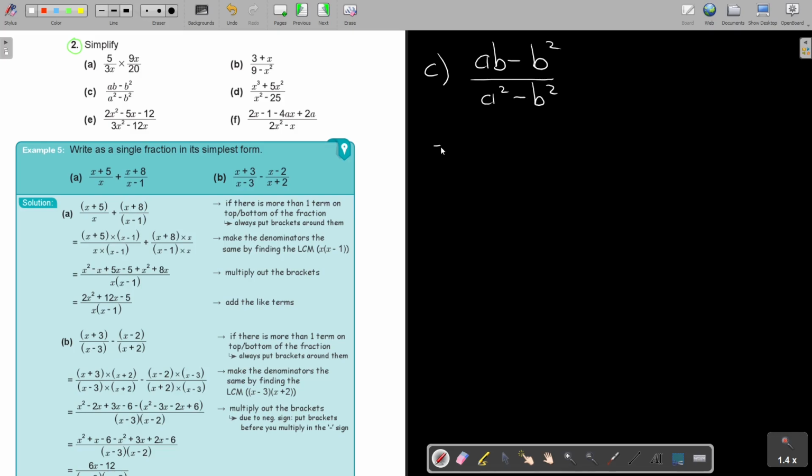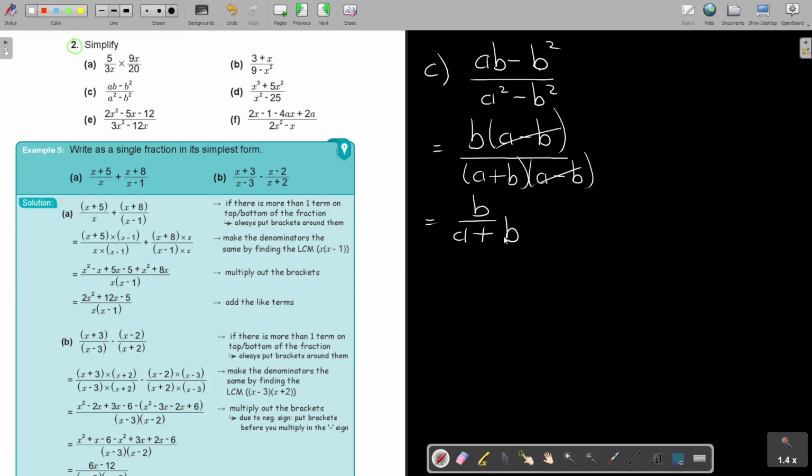Okay, let's start with this one. Take out the common factor, it's 2 terms. So I take out b, and it's a minus b. This is difference between 2 squares, so it's a plus b, a minus b. And then the a minus b's cancel, and it's b over a plus b. Please remember, you cannot cancel these b's because there's 2 terms at the bottom. Leave it. That's the final answer. Okay. Again, let's look at number D.